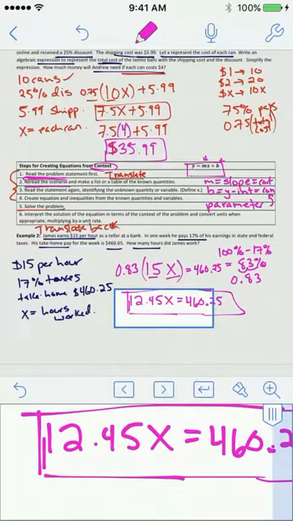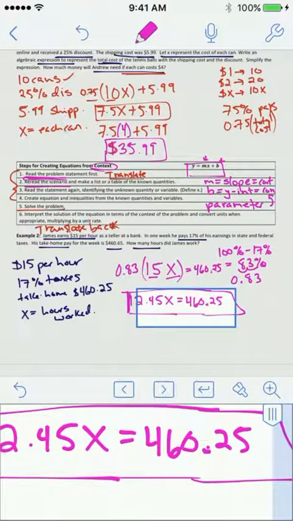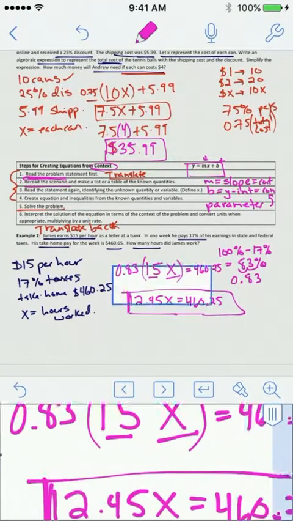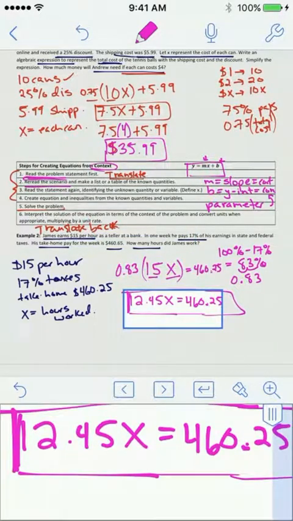All right, so 12.45x equals 460.25. Now let's figure out how much he actually worked. How many hours did James work? Well, we can solve this equation.